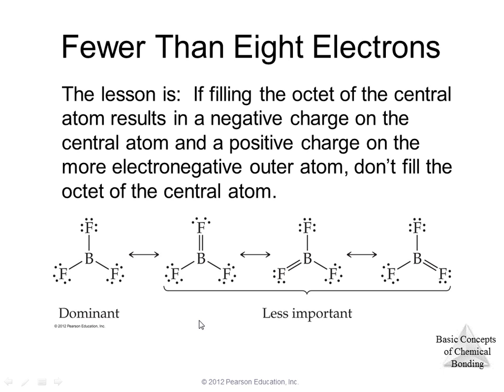The lesson here is that filling the octet of the central atom gives a negative charge on the central atom. It doesn't happen. If that happens and you get a negative on the central atom, it's more likely to be less than the octet, like we have on the left-hand side.